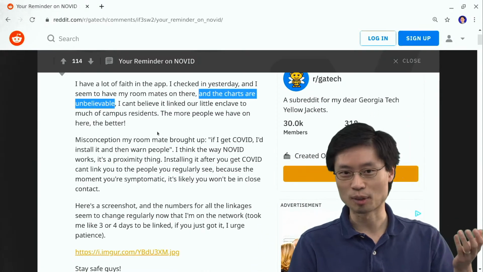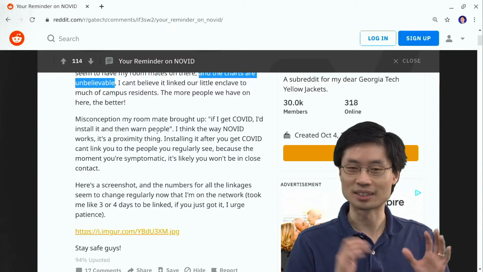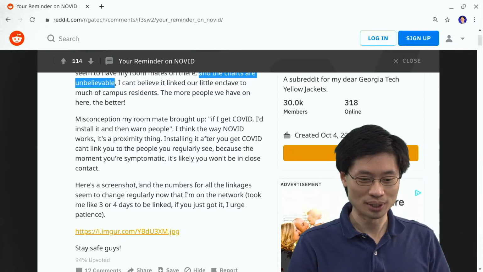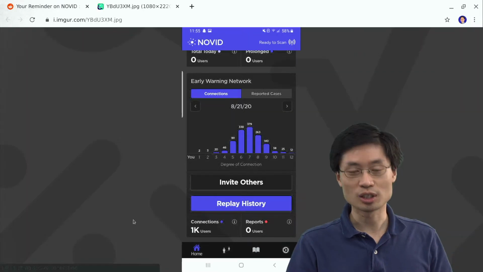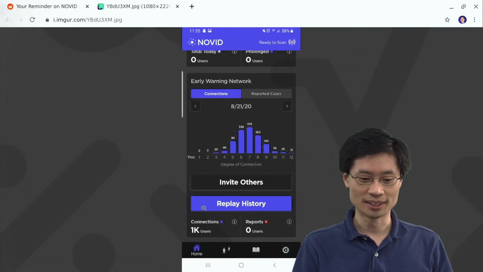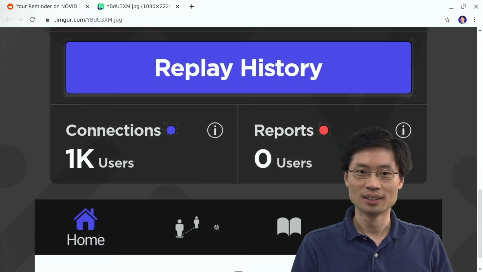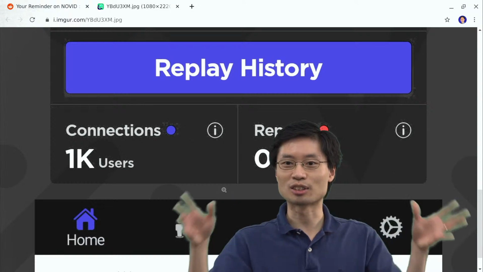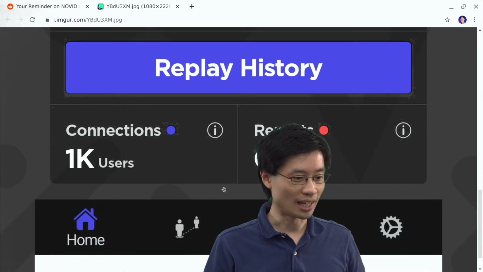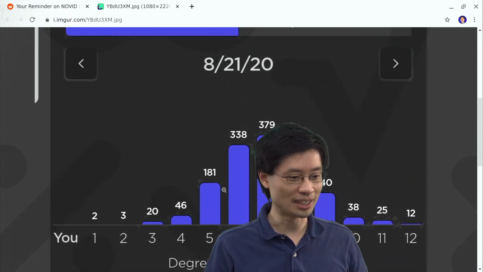And then they're sharing about the misconceptions here. It's like, no, this is actually a very useful app that you put in before you get COVID. This person said it took about 3 or 4 days for them to get this chart. But I'm going to zoom in on the bottom. This is 1,000 users. So this particular person got connected to 1,000 people already. And the way they did it is, here's what the chart is.